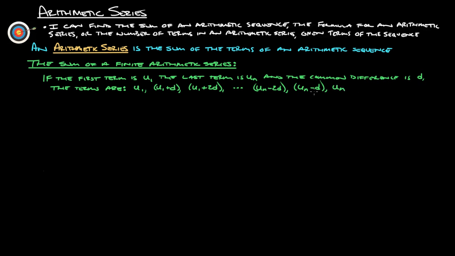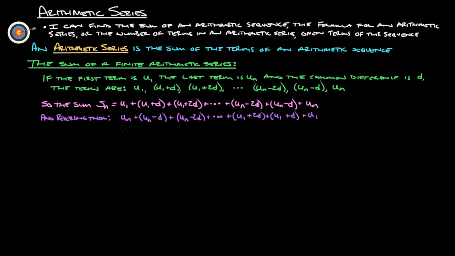To get to the term right before that, it's going to be u sub n minus one of the differences, because it's right before we get to the end. And then to get to the one before that, it would be the last term minus 2 differences, and so forth. So the sum, S of n, would be all of these terms added together. And then reversing those, writing them in the backwards order, just like we did in the last lesson, would look like this.